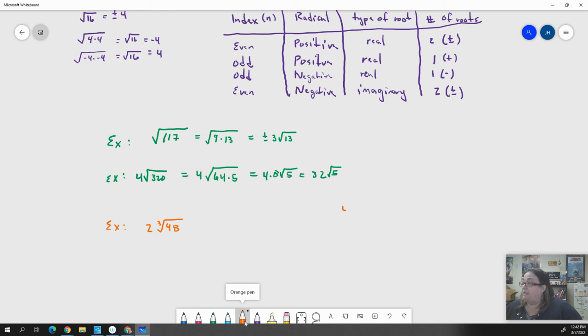Now, if I look at 48, I know that it is, well, it's 6 times 8, right? But I know that 8 is 2 times 2 times 2, right? It's a perfect cube. So I could write that as 2 times 2 times the cube root of 6, which is 4 times the cube root of 6. Does that make some sense to you guys?